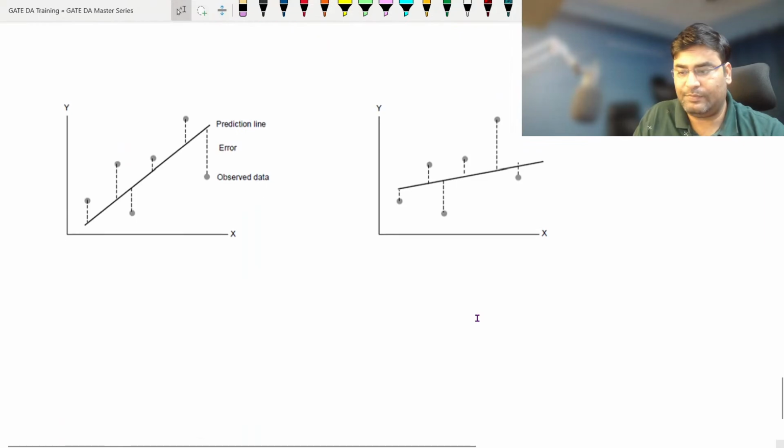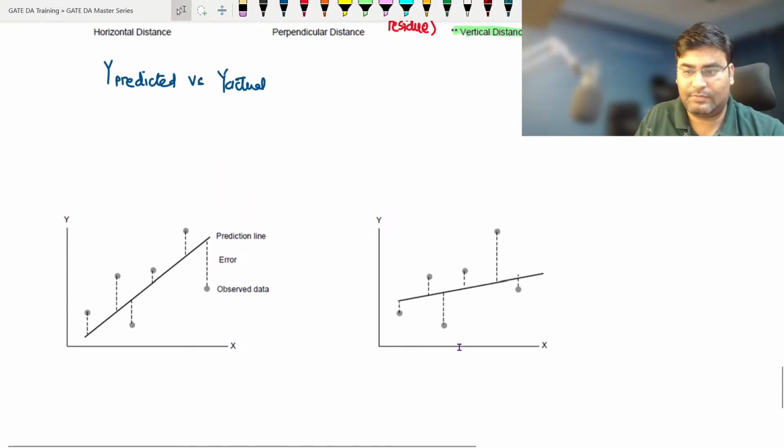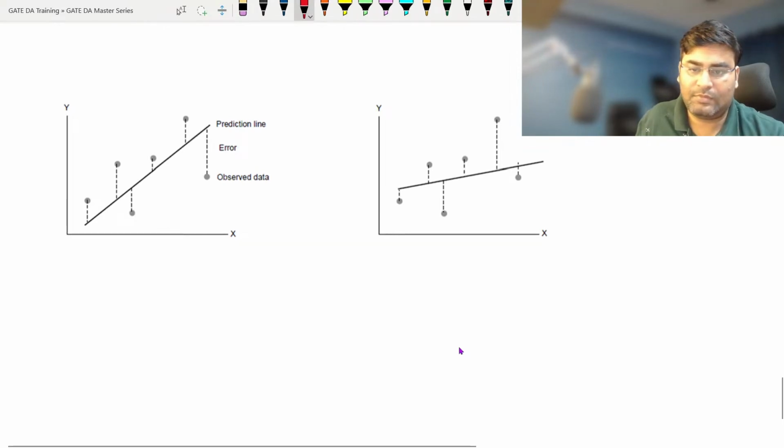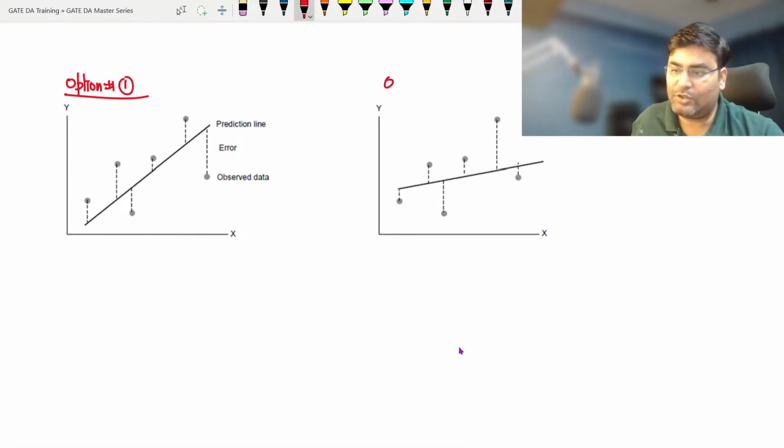let me go down. Now I'm giving two options on the table. Can you see that, guys? So this is your option one. This is your option one. And this is your option two. It's for the same data point.